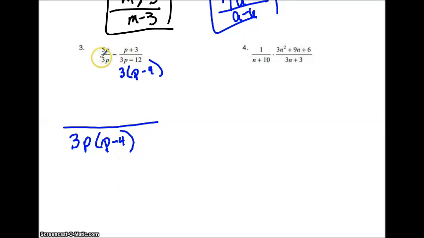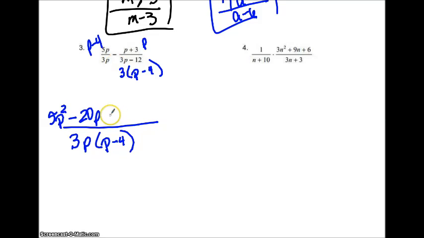So then I compare. This is a 3p. That's good, but it needs the p minus 4, so write it up high. The next one, the 3 is good. It's missing a p, and the p minus 4 is good. So that gives me p minus 4 times 5p, and I'm going to distribute. 5p times p is 5p squared, minus 5p times 4 is 20p.